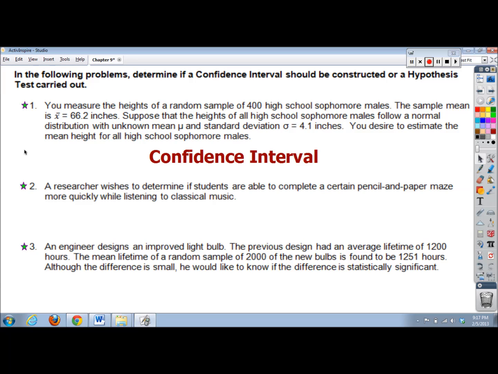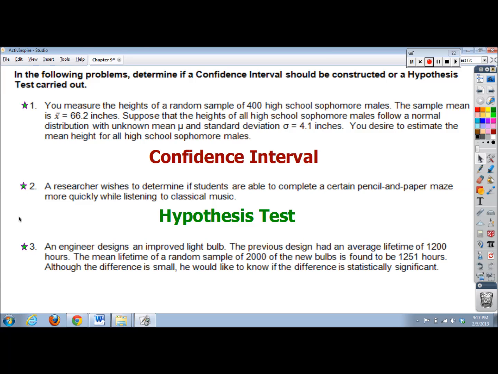Number two, a researcher wishes to determine if students are able to complete a certain pencil and paper maze more quickly while listening to classical music. Now, in this case, are we trying to estimate the time? No, we're trying to determine if, while listening to classical music, the maze can be completed more quickly than not listening to it. This might sound like we could do a confidence interval with this. If we did a matched pairs design, we certainly could. But really, we're going to be testing a claim here. We really wonder, is music better than no music, or classical music better than no music, or maybe a different kind of music? So this is what we're going to be exploring more this chapter with a hypothesis test.